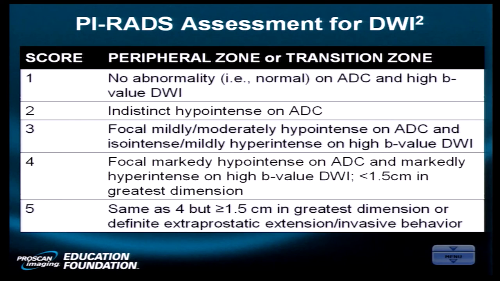The nice thing about DWI is as the B value goes up, the signal of everything goes down. But the only thing that tends to persist is the thing that is diffusion restricted. And many of you have learned that from using diffusion elsewhere. PI-RADS 5, easy. Same as a 4, but greater than 1.5 centimeters in overall size, either on the ADC map or on the DWI. And there may or may not be extraprostatic extension.